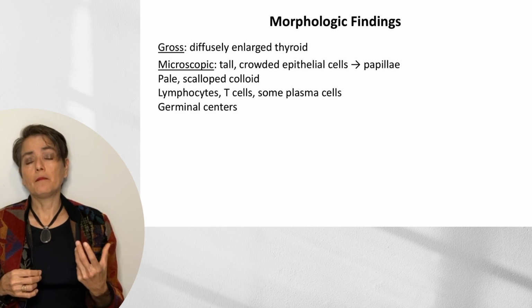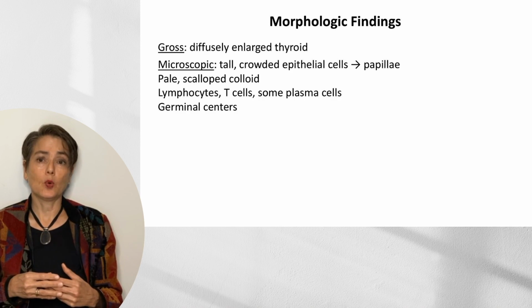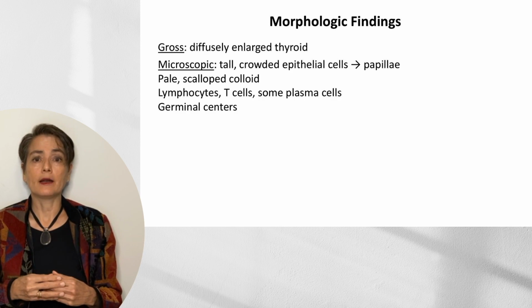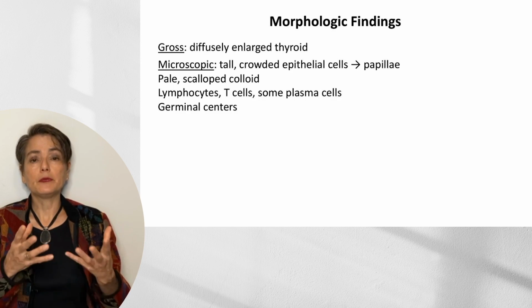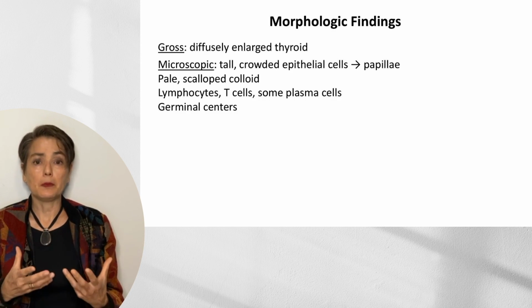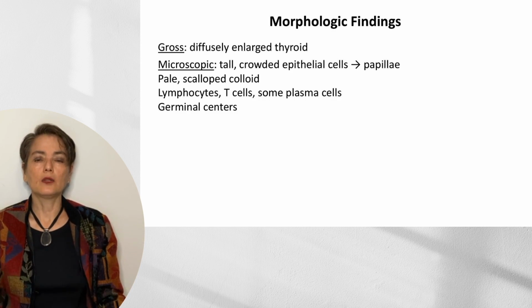These will differ from the papillary formation in papillary thyroid carcinoma by lacking a fibrovascular core. And I'll do a compare and contrast for you of that in a moment. Now, as we're generating as much T3 and T4 as we can, we're going to be sucking out of the colloid. So it's going to be pale and it's going to be scalloped as the thyrocytes are consuming the colloid. We'll see lymphocytes, T cells, and some plasma cells. And again, we can see germinal centers.